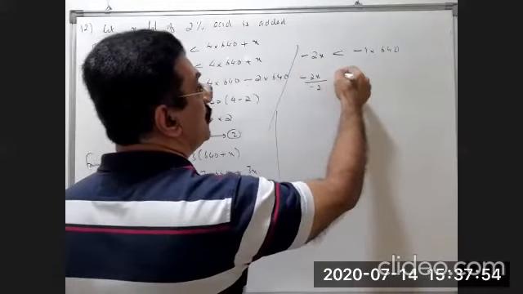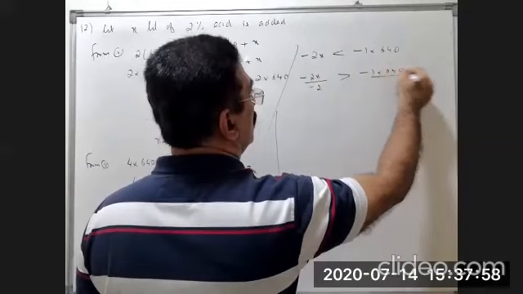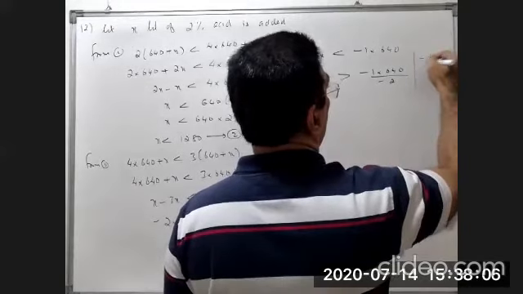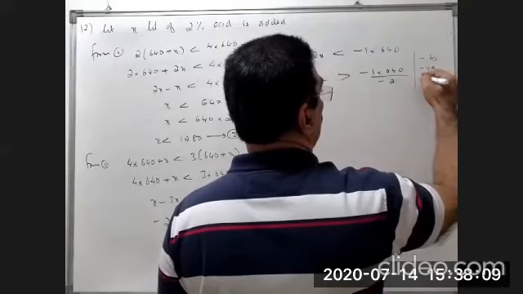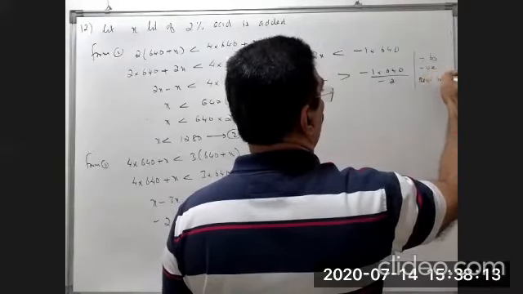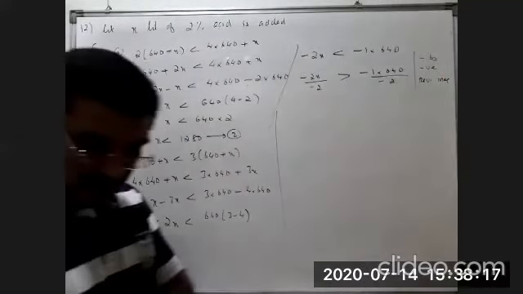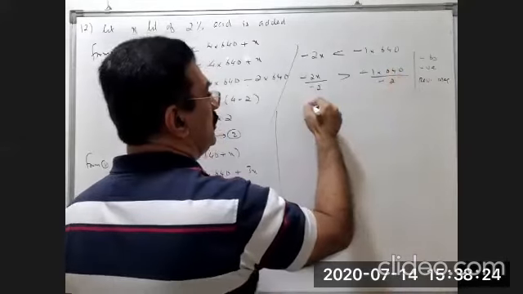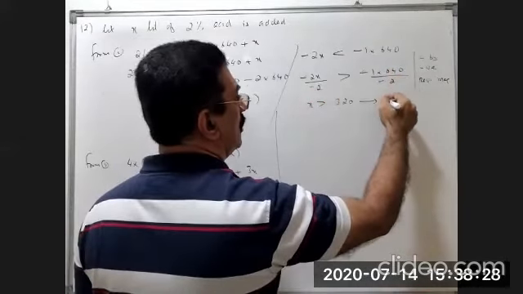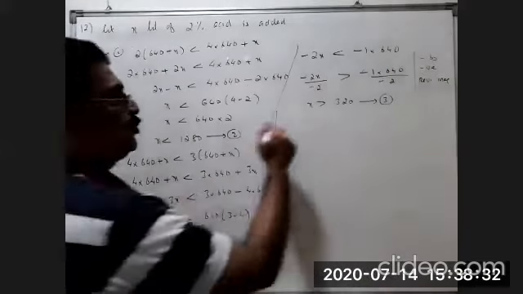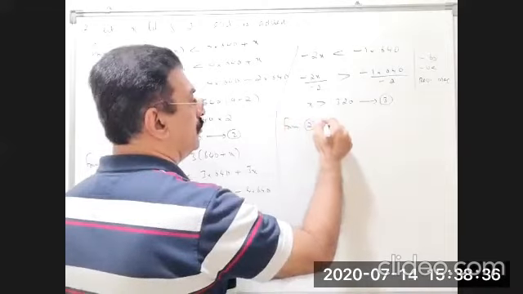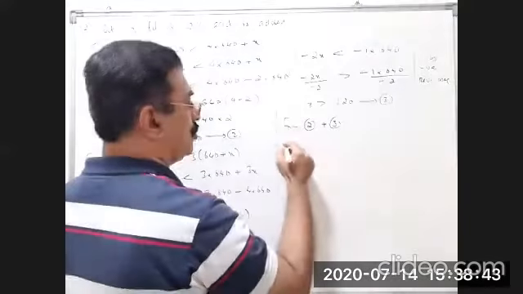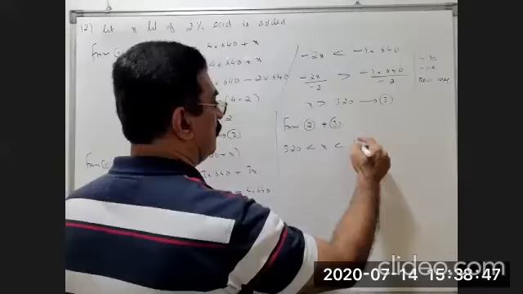Minus 2X by minus 2 greater than... because dividing by a negative reverses the inequality. Dividing by negative, we reverse the inequality, we learned it. So minus minus cancels, X greater than 320. That is condition 3. Now from 2 and 3, one is less than, the other is greater than. So we can compare starting from the smaller one: 320 less than X less than 1280.